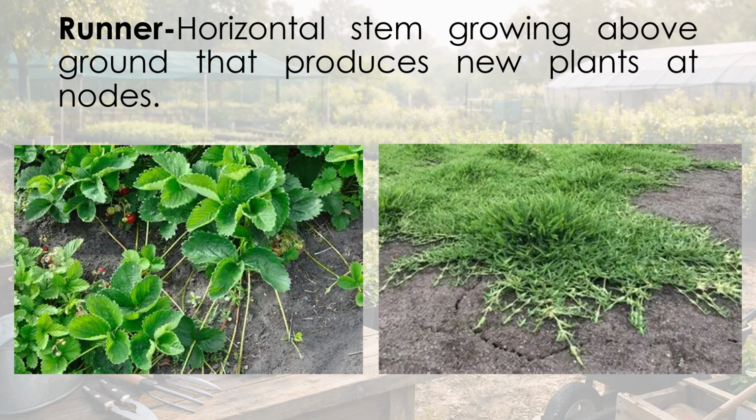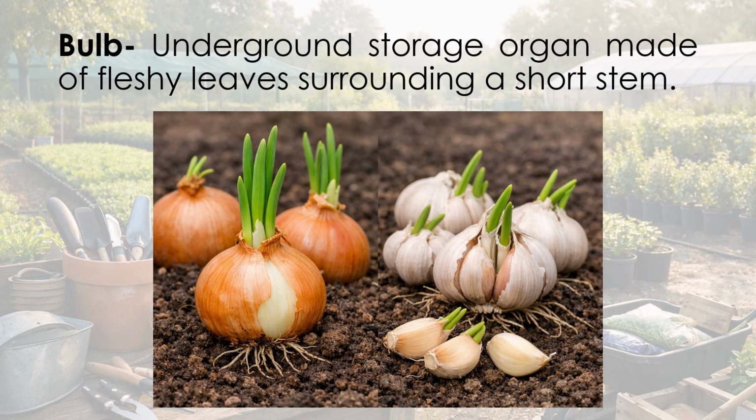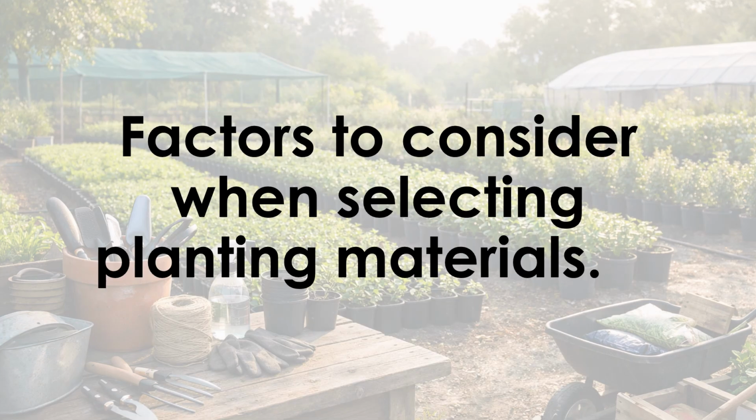Runner, a horizontal stem growing above the ground that produces new plants at nodes. Example, strawberry plants spread through runners. Next, bulb, an underground storage organ made of fleshy leaves surrounding a short stem. Examples are onion and garlic, which are propagated by bulbs. Choosing planting materials is not just about availability, it's about making sure they will grow well and serve their purpose. Let's look at the important factors we must always consider.